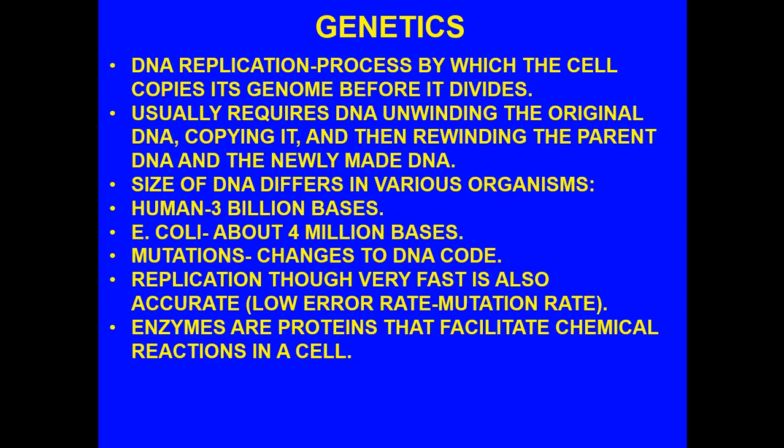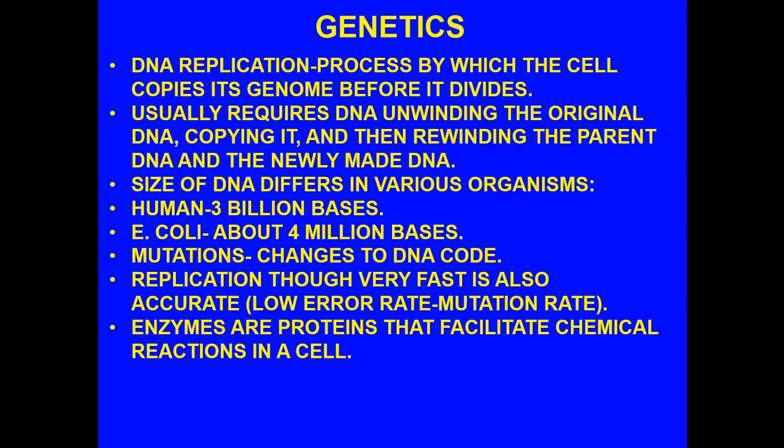You will make a second strand here, and what you end up with is two strands, half containing the old information, half containing the new information, based on the old information as a template. And this is referred to as the semi-conservative method of replication. Now, the size of DNA differs in various organisms. For example, humans have a DNA genome of 3 billion bases. E. coli, though, is only about 4 million bases.